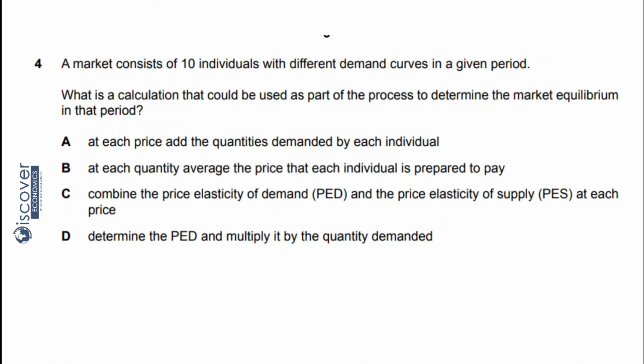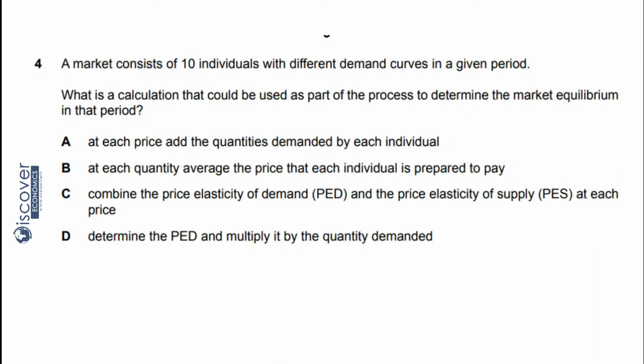Then C, combine the price elasticity of demand and the price elasticity of supply at each price. Now in the demand curve you need not talk about price elasticity of demand and price elasticity of supply, because what we have to obtain is the market equilibrium. And what is a market? Market is the sum of individual demands. Fine. So the definition should be clear in your mind.